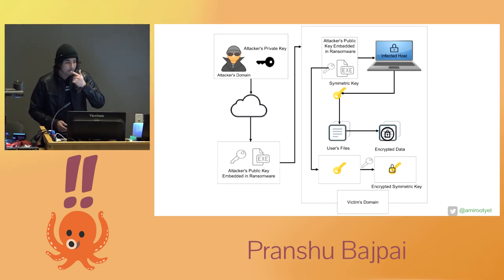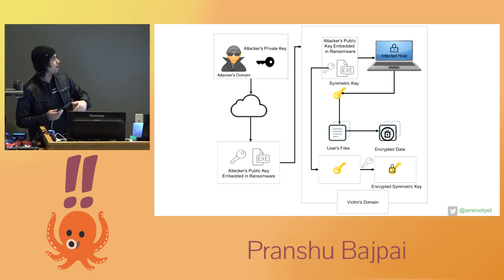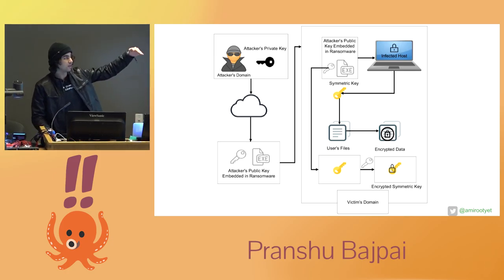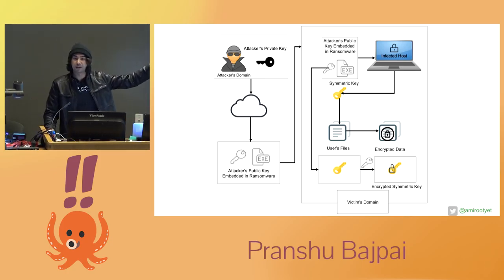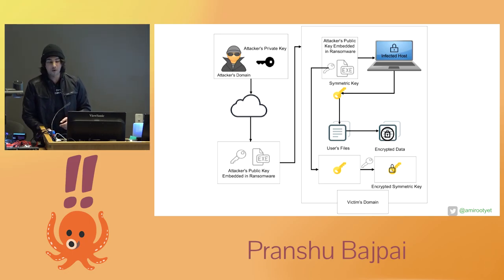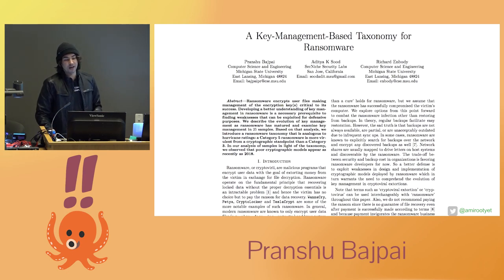So, jumping out of the dark world for a little bit, this is something we presented in a paper we wrote on key management and cryptosystems used in ransomware. Basically, they generate a symmetric key on your machine using your crypto API, and then use that symmetric encryption key to encrypt your files. That symmetric key is encrypted using the attacker's public key that came embedded with the ransomware. You can read the details in our paper.